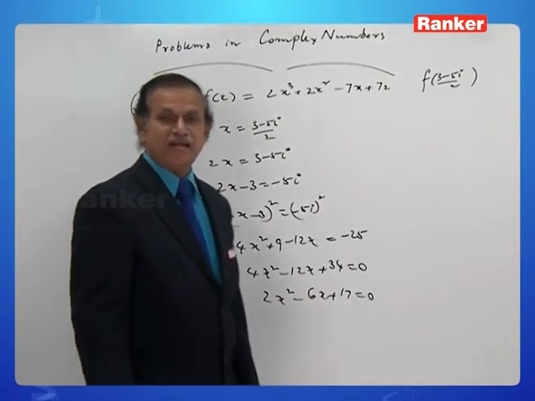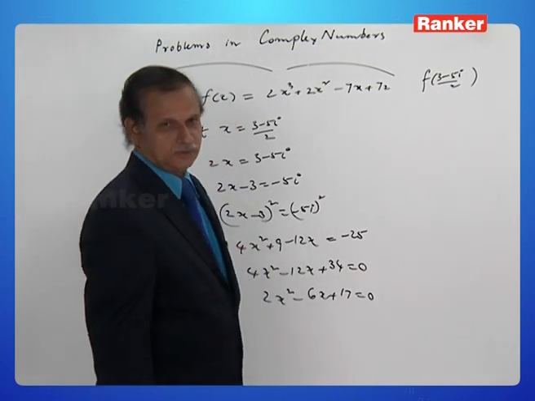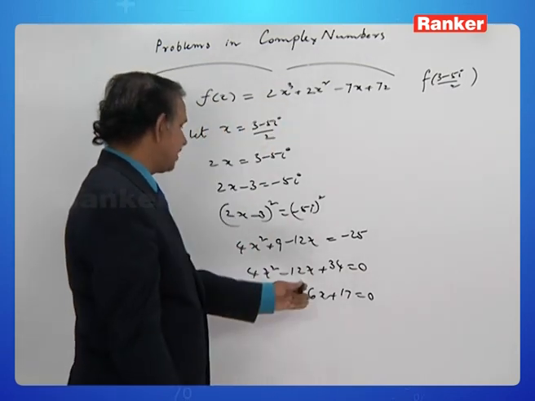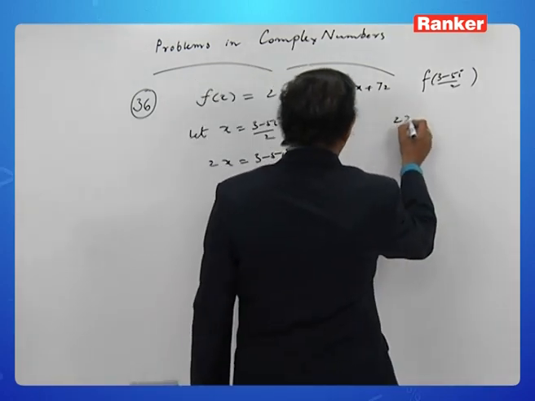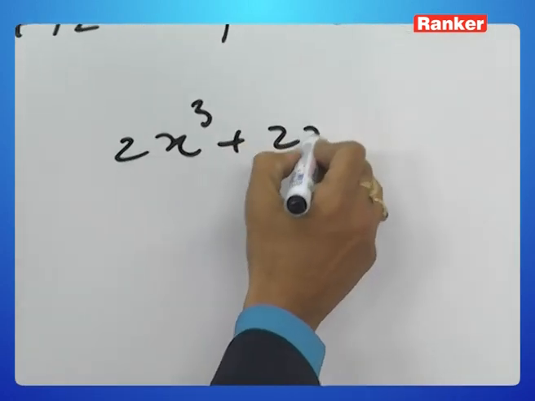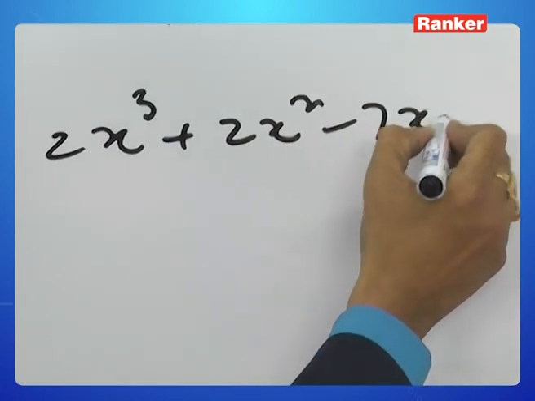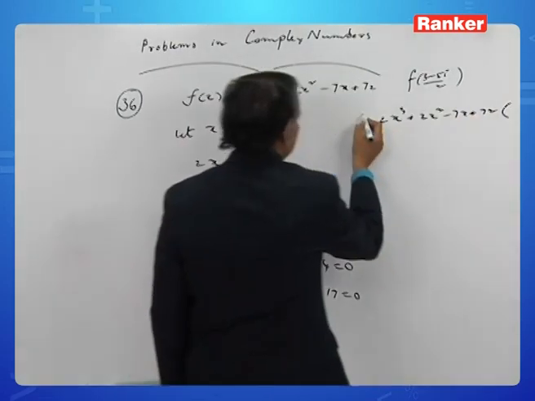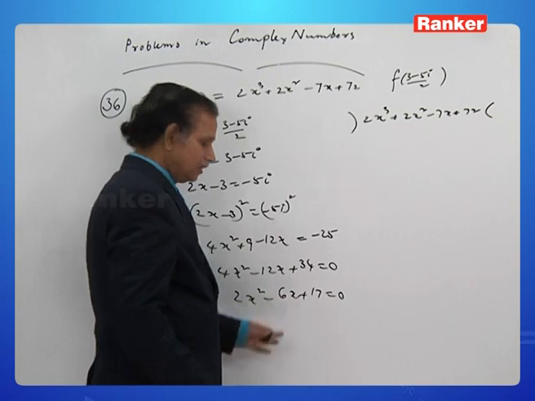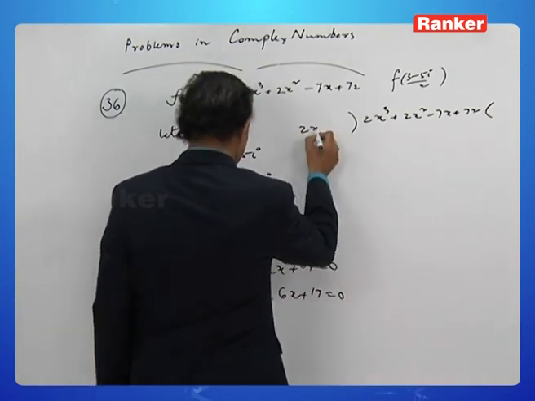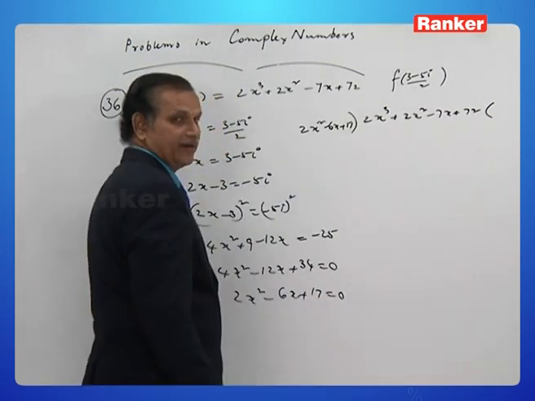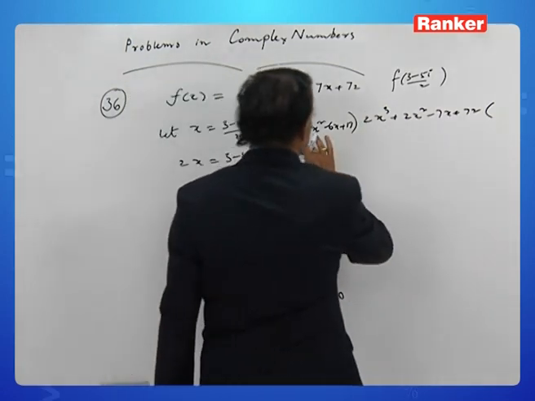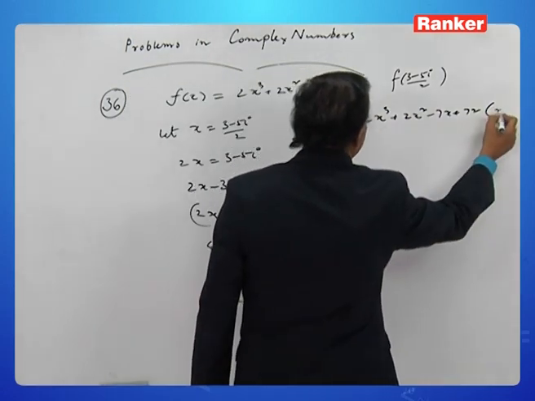Now, let us apply the division algorithm. What happens when f of x is divided with this? Let me see. 2x cube plus 2x square minus 7x plus 72 is going to be divided with 2x square minus 6x plus 17. Dividing 2x cube by 2x square gives x.